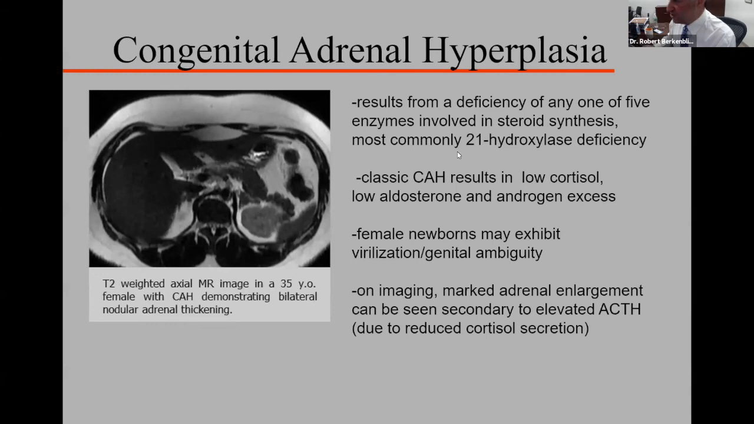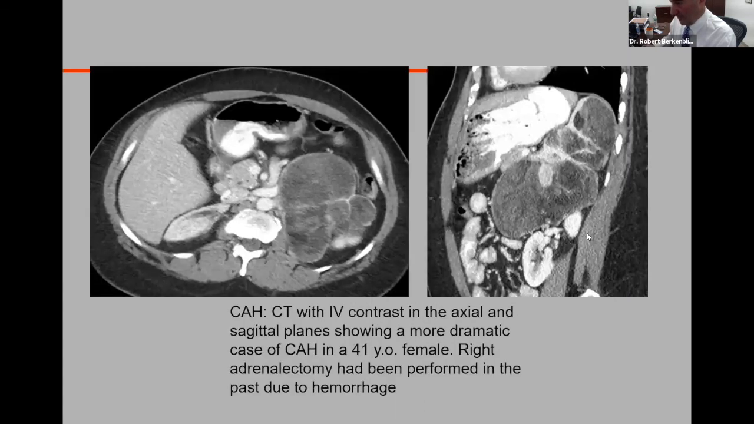It results from a deficiency of any one of 5 enzymes involved in steroid synthesis, most commonly 21-hydroxylase deficiency. Classic congenital hyperplasia results in low cortisol, low aldosterone, and androgen excess. Here's another patient with congenital adrenal hyperplasia, a much more dramatic case. The right side was resected because of hemorrhage, but you can see this markedly enlarged left adrenal lesion related to congenital adrenal hyperplasia.